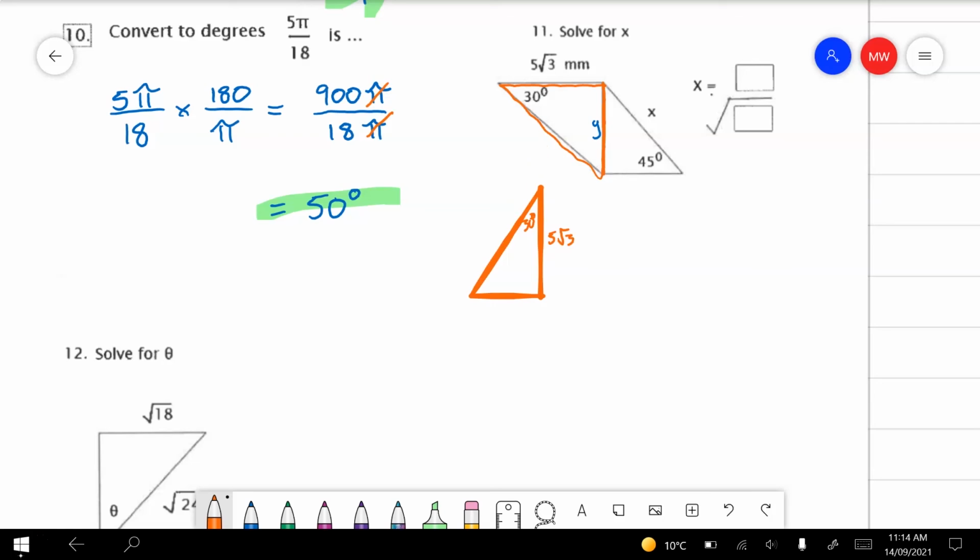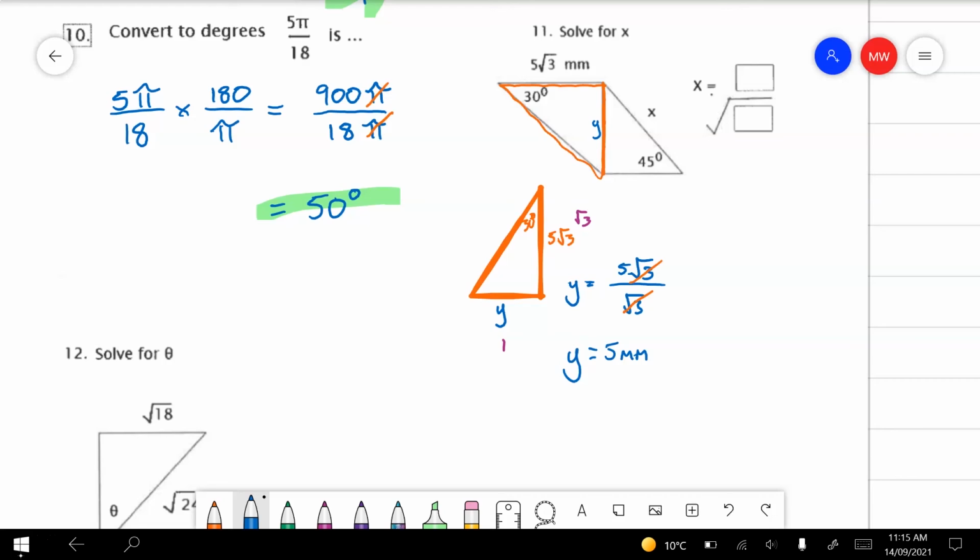So we need to work out what y is. That's this value down here. So if we give this one our ratios, this will be a ratio of 1 to √3. So y will be the square root of 3 times smaller than 5√3. So these will cancel one another, and I'll have a value for y of 5 millimeters.